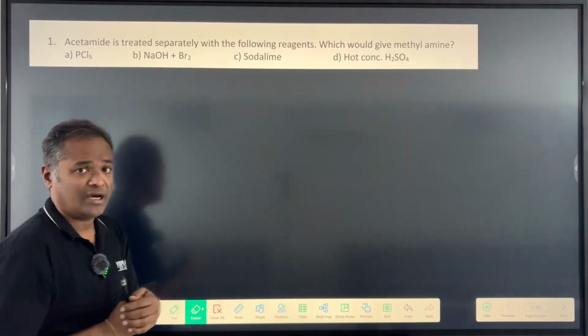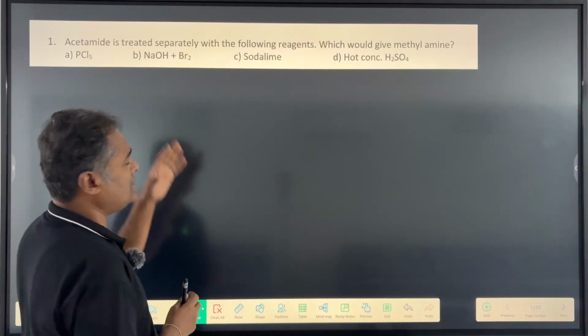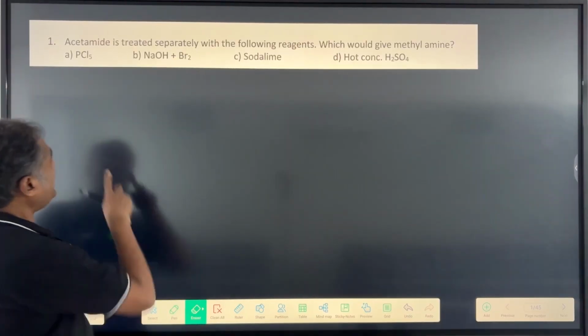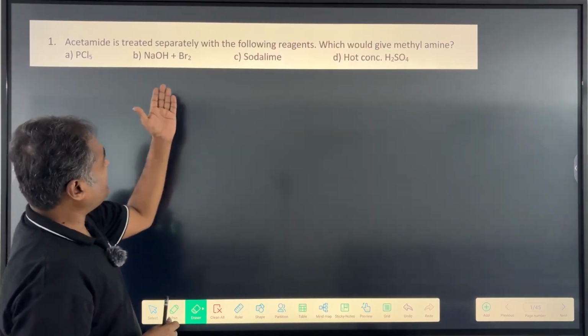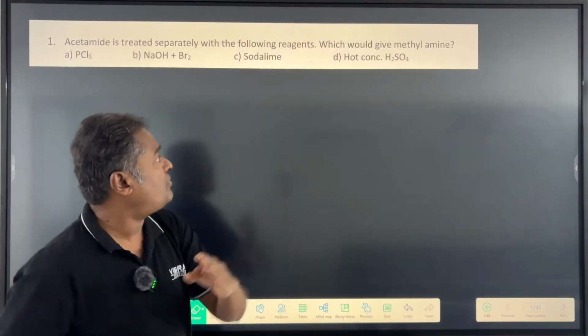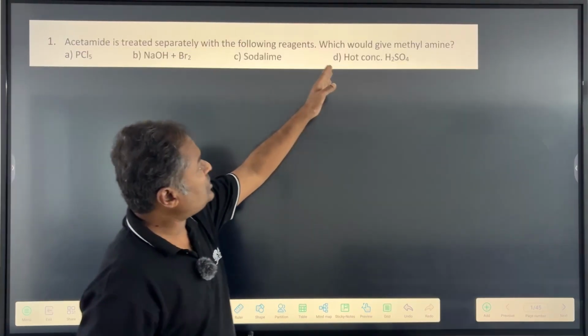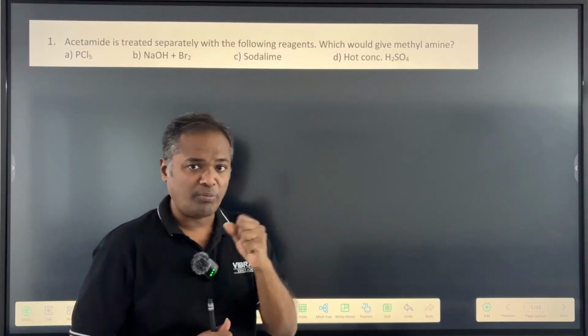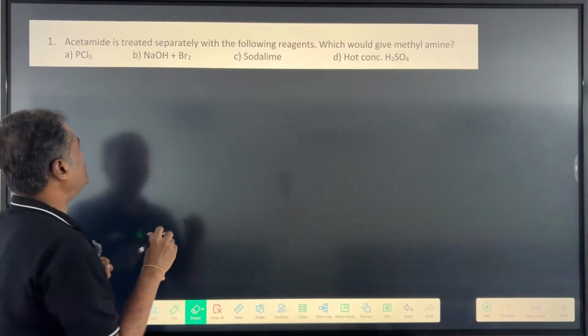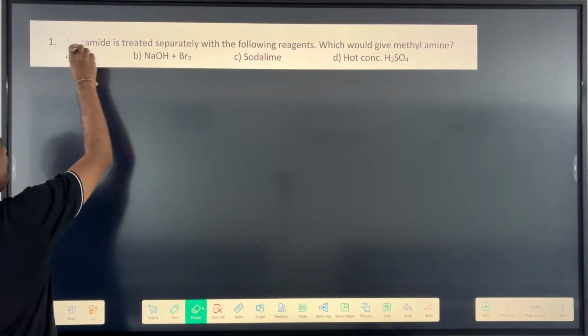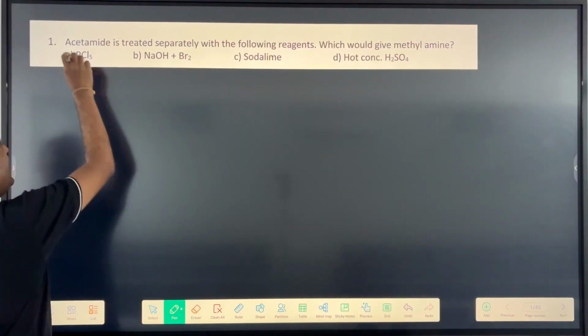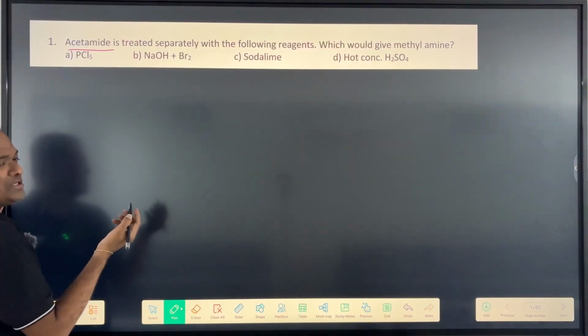Now here, children, I think you can see very clearly on the screen question number 1. Acetamide is treated separately with the following reagent which would give methylamine. Before you start anything, the first thing you should know is what is acetamide. What is the structure of acetamide?